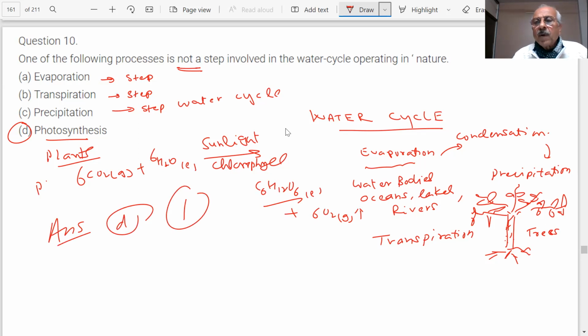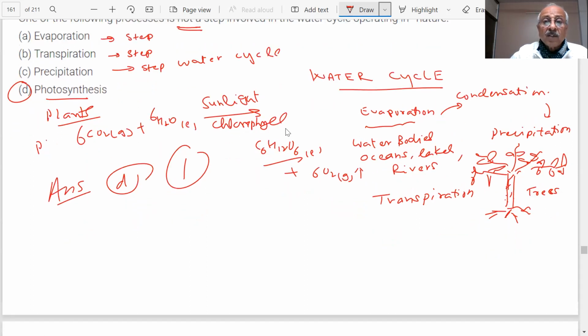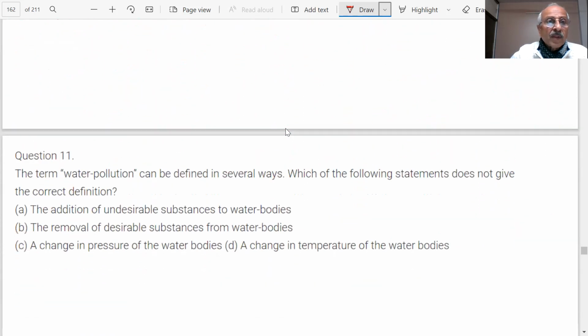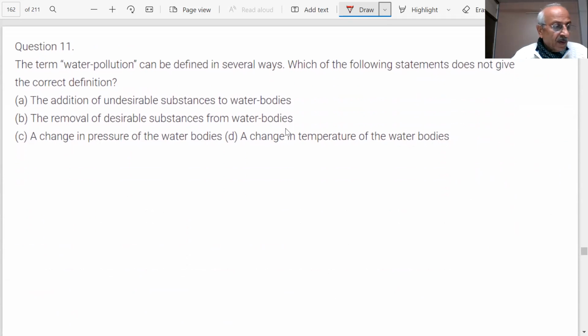The purpose is to try to learn as much as possible. Whenever a question is given, we already know and understand what a water cycle is. So this gives us a good revision of the water cycle also, because questions are asked on the water cycle. Next question is coming on the screen.